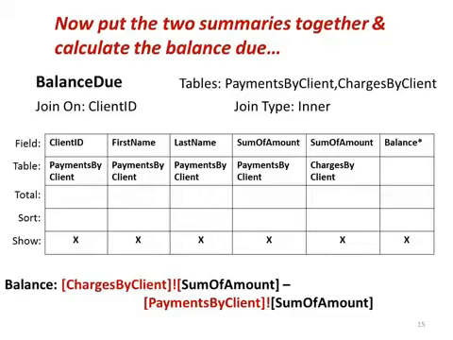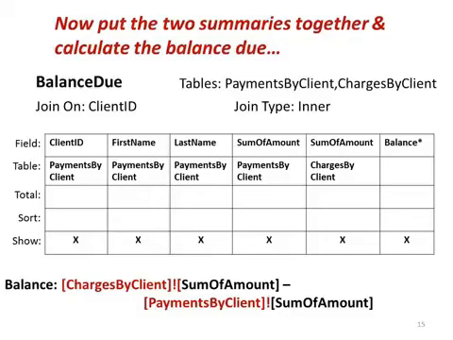So notice I have charges by client, I have it in brackets, and I have an exclamation point. This tells Access that it's the table name. Exclamation point tells it now I'm going to give you the field name, and it's surrounded in brackets. Charges by client, exclamation point, sum of amount. I'm going to subtract that by the sum of amount in the payments by client table. Notice I have brackets around payments by client, and then I have an exclamation point which tells Access now we have the field name.